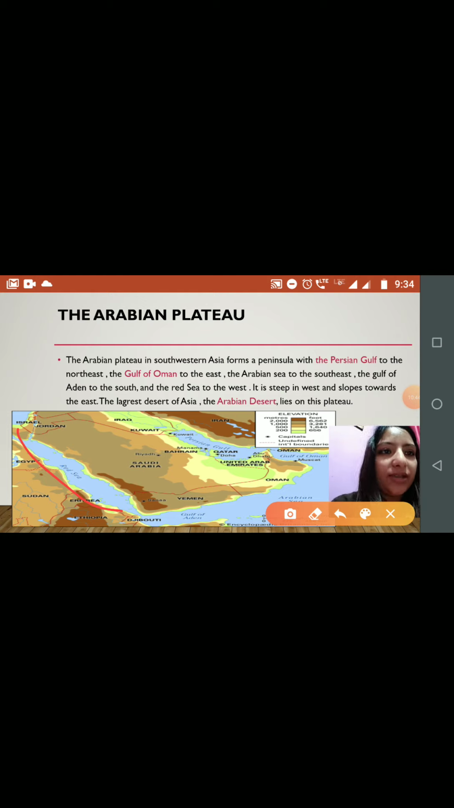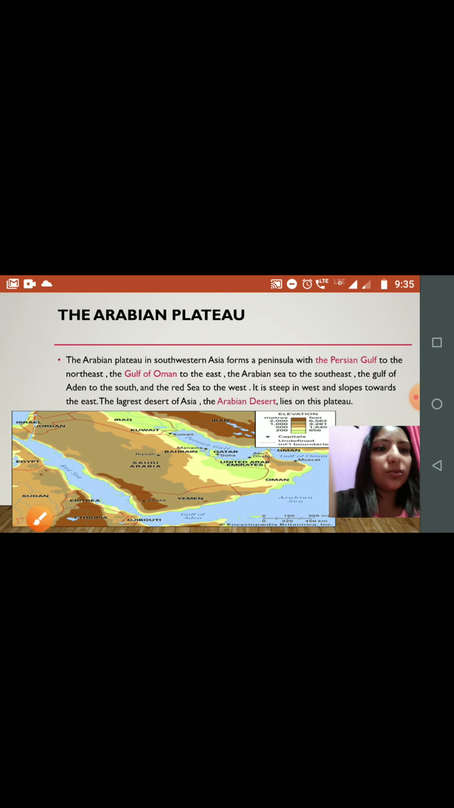In the southward direction, Asia forms a peninsula with the Persian Gulf and the Gulf of Oman to the northeast and east, the Arabian Sea to the southeast, the Gulf of Aden to the south, and the Red Sea in the west. It is steep in the west and slopes towards the east. This is the largest desert of Asia. The Arabian Desert lies in this Arabian Plateau.